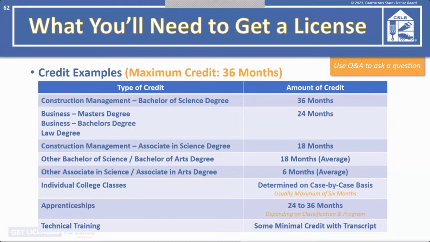Does a LEED certification count towards experience or credit? Would need a little more information on that, and it would depend on the classification as well.